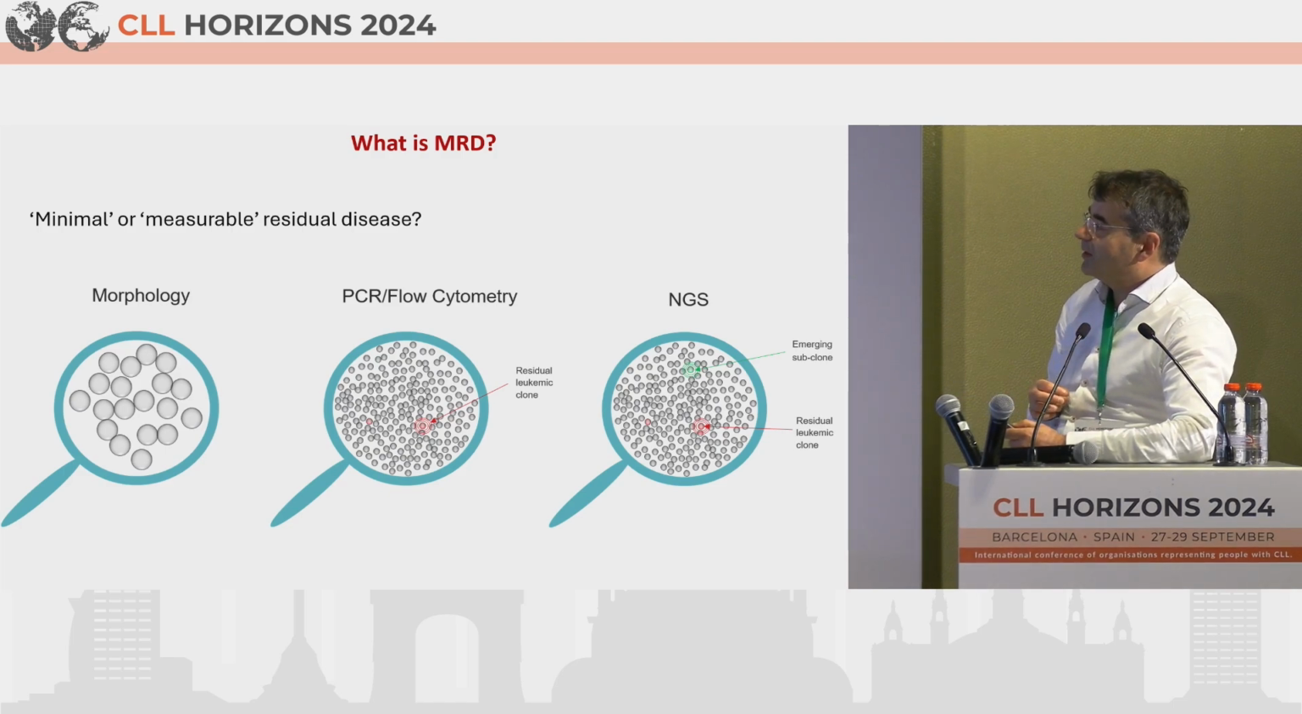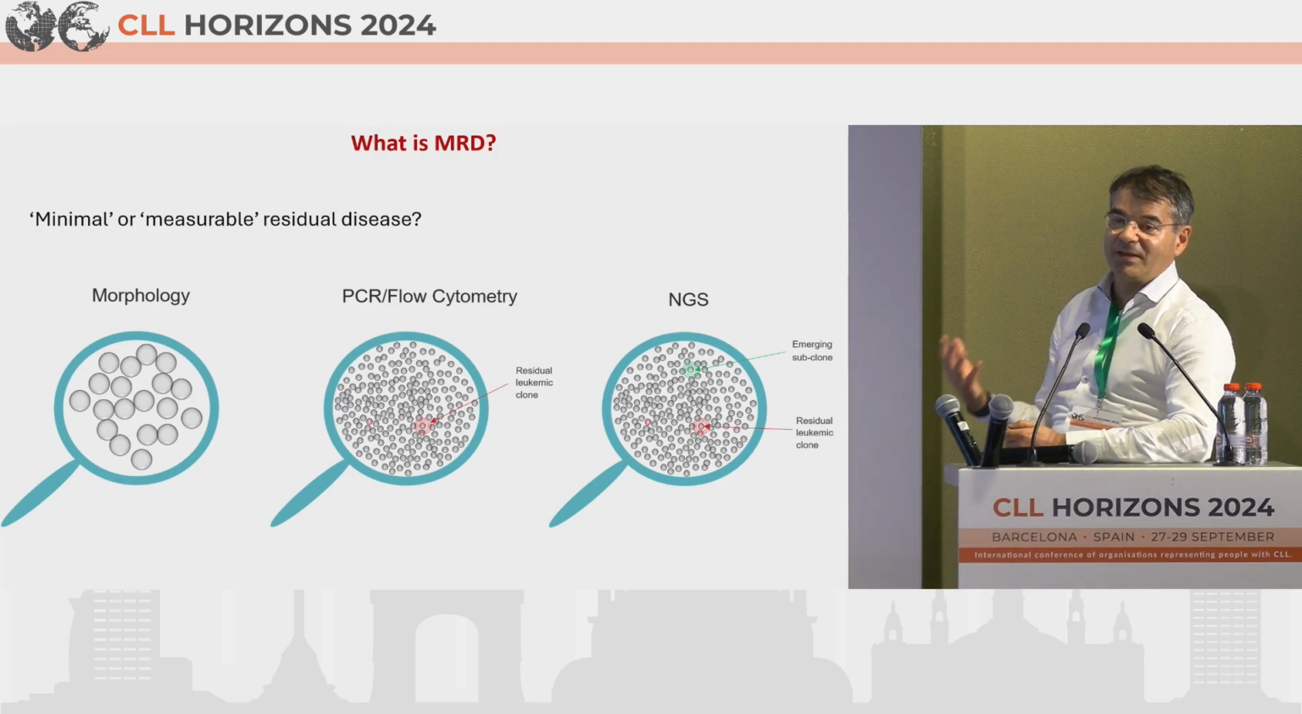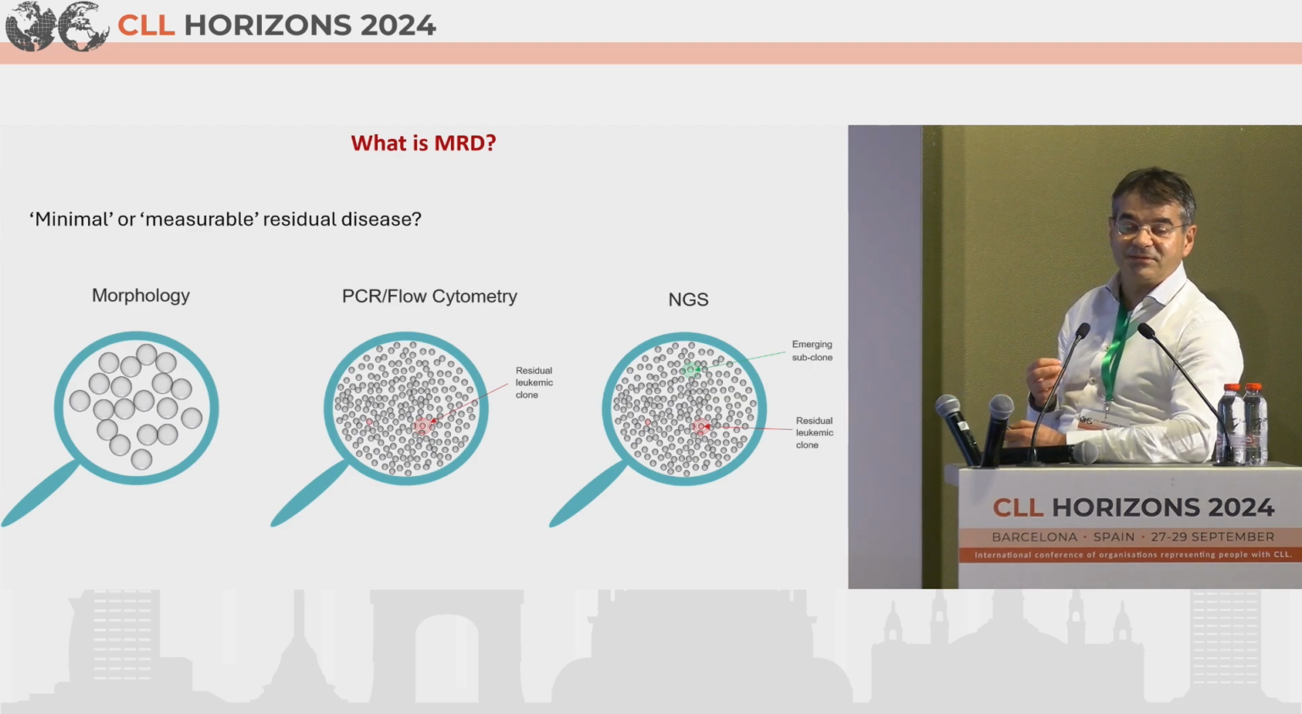So the whole idea about MRD is that with normal techniques, just looking through the microscope at the blood or the bone marrow, you have a very limited scope, and you can detect maybe one leukemia cell, one wrong cell in 200 cells, but that's pretty much it. We do know that there are many more leukemia cells in the human body, also in the blood, but you need different techniques to detect them.